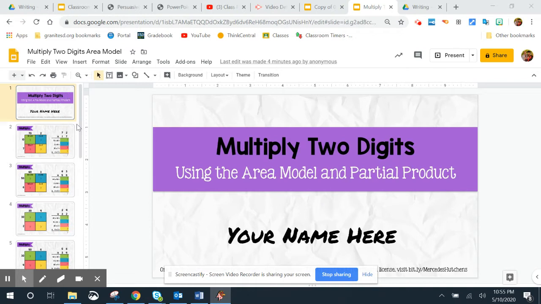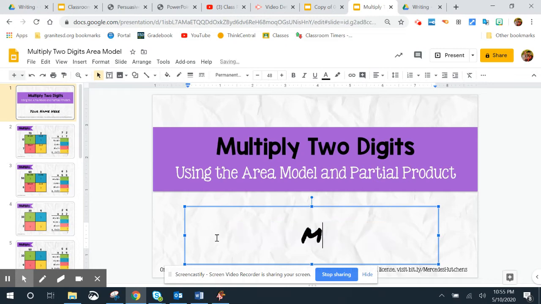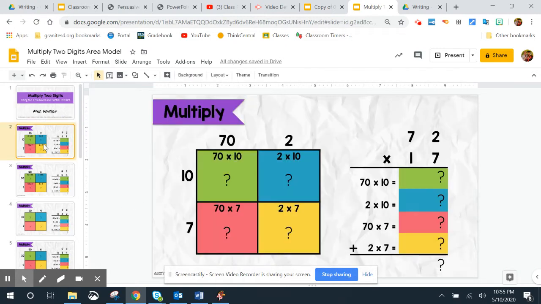We are going to be using this activity today. I'm going to model for you the first example. So you're going to start by putting your name here. Mine is Mrs. Watson. Then I'm going to come to the first slide. Now you won't need to do this slide because I'm going to be doing it with you right now. So we're going to start where the problem we're going to be doing is right over here on the side. So I've got 72 times 17.